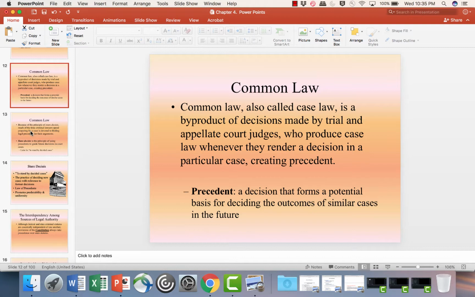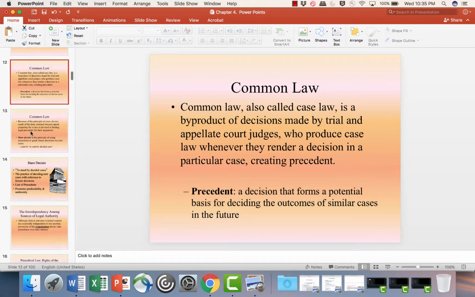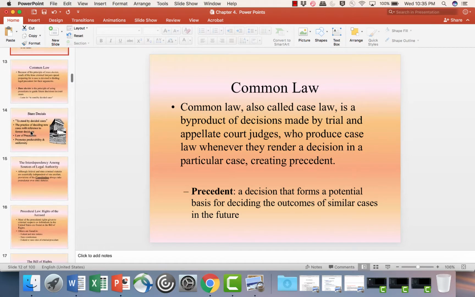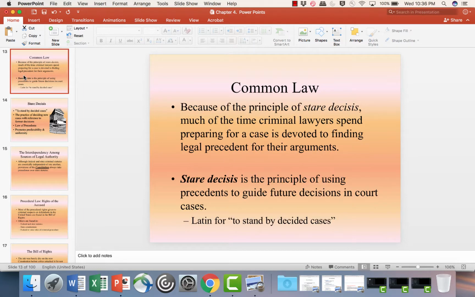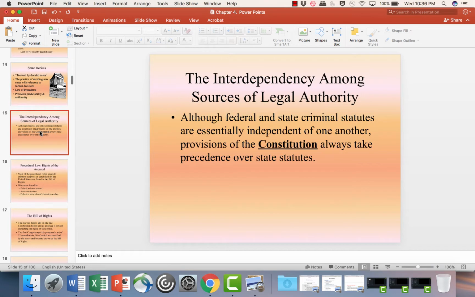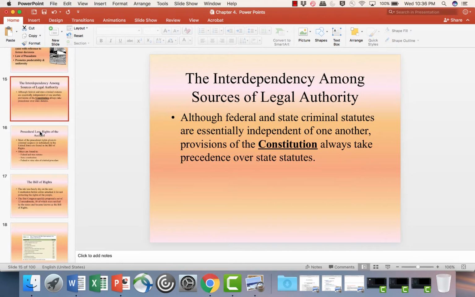So the operative word there is similar cases, and so you might have heard of precedents or stare decisis, and that's just simply saying that it's been upheld in other courts similarly, and so the current court that you're arguing in front of might consider that as precedent. And so again, the principle of stare decisis is just that there's been a legal precedent for it, and then the interdependency among sources of legal authority.